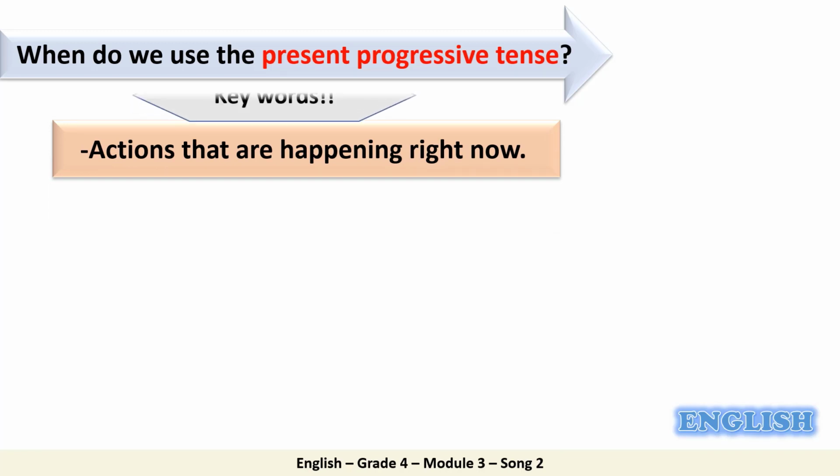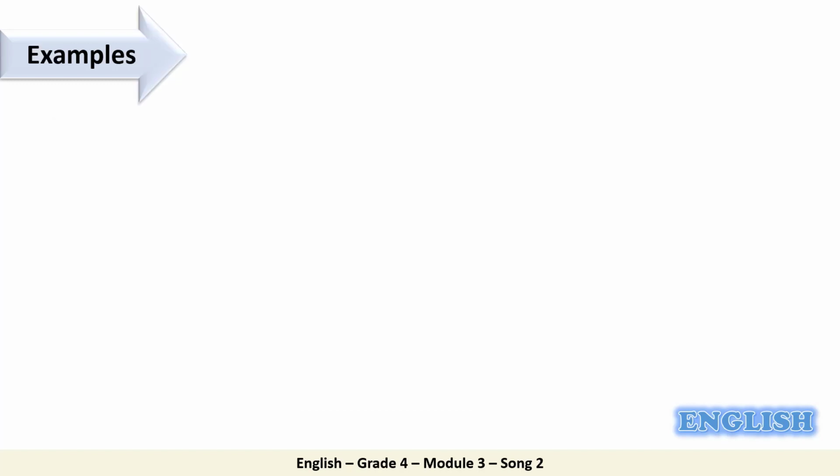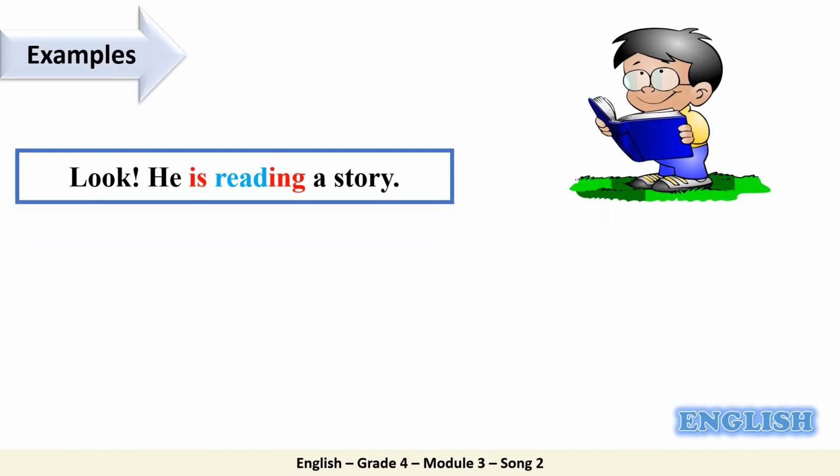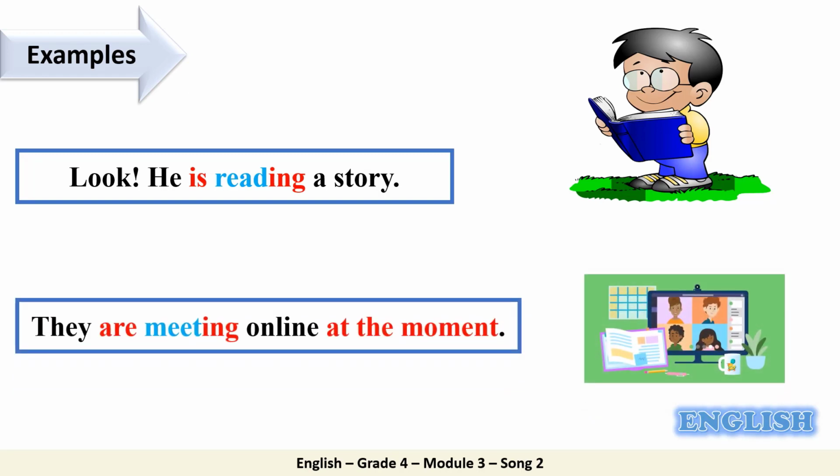And here we have some key words to remember, like now and at the moment. There are also some words that indicate that something is happening now, like the word look. For example, look, he is reading a story. This means that he is reading a story right now. Another example, they are meeting online at the moment.